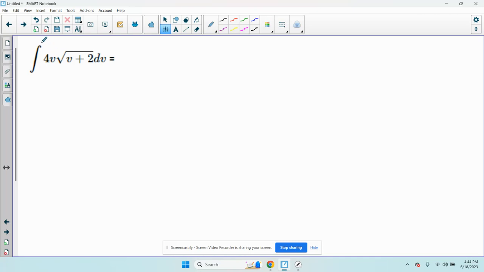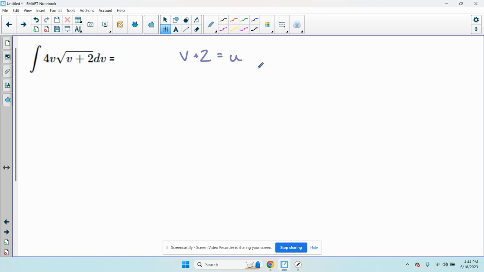Okay, so it wants us to integrate 4v times the square root of v plus 2 dv. So what I like to do is I take the most complicated part of this expression and let that be u. So in this case, this v plus 2 is going to be equal to u. And then ideally we want to find the derivative of u somewhere in the integral, so I can replace that with something involving the derivative of this.